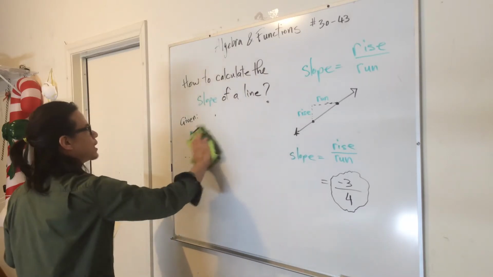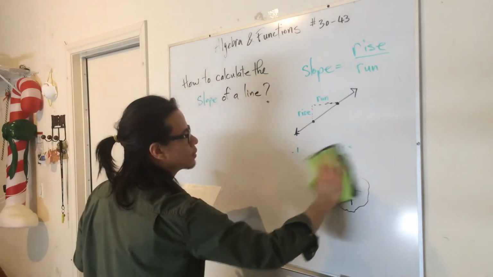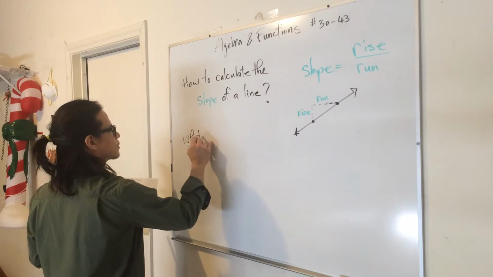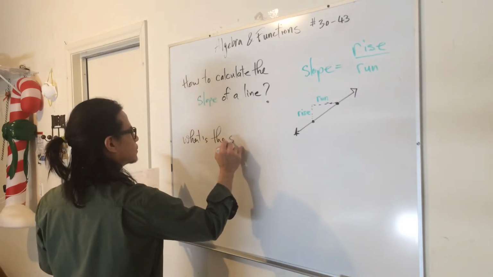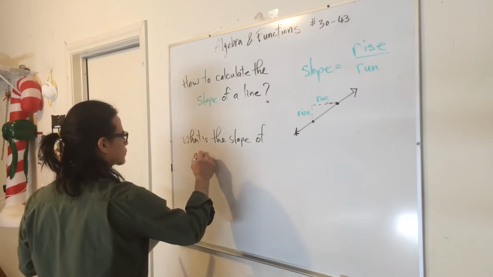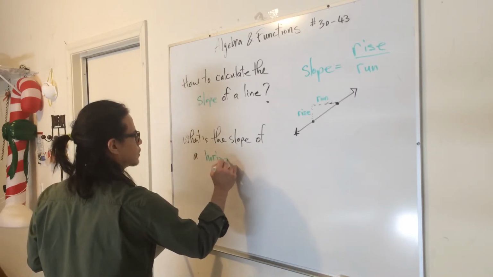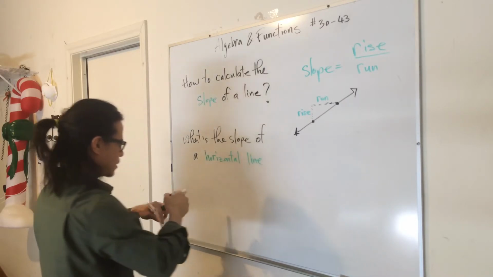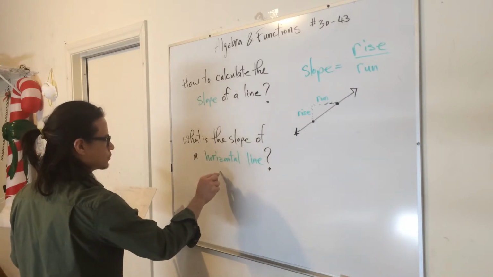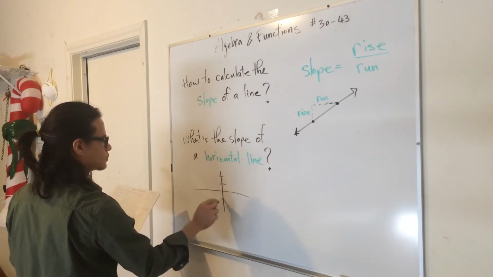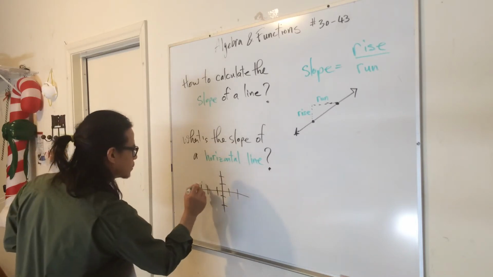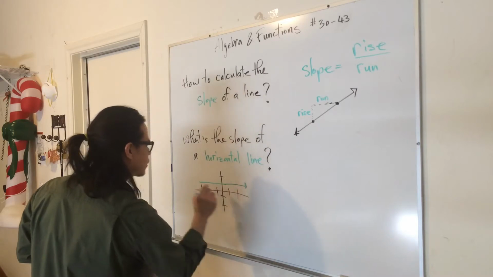So, keeping in mind that slope equals rise over run, question for you is, what is the slope of a horizontal line? Horizontal line. In case you're wondering, this is a line that's traveling left and right. Okay, like this. If you were to have a line like this, this is a horizontal line.